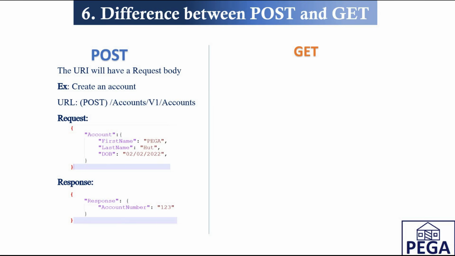So that's all about post, right? What post means is that post will have a request body, which will look something like that, and it will have a response also, where it will return a uniquely identified number. Sometimes it returns one, sometimes it doesn't, depending on the nature of the API that you have created.